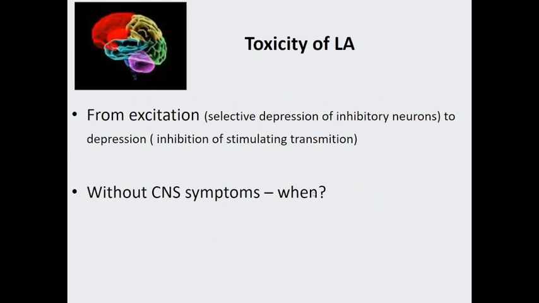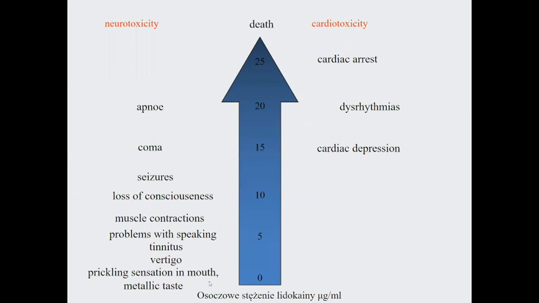So local anesthetic toxicity from the nervous system will start with excitation and then will be depression. When will we not see central nervous system toxicity? When the patient is under general anesthesia. Because nervous system toxicity is a pricking sensation in the mouth, metallic taste, tinnitus, vertigo, problems with speaking, muscle contractions, loss of consciousness, seizures, coma, and apnea.